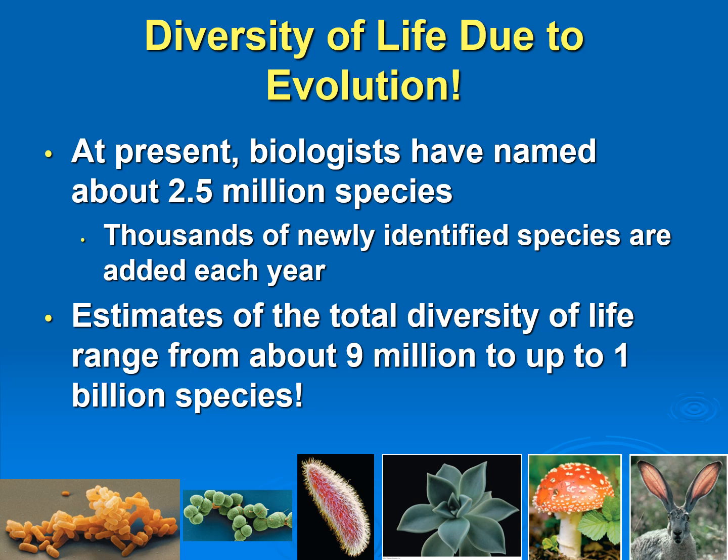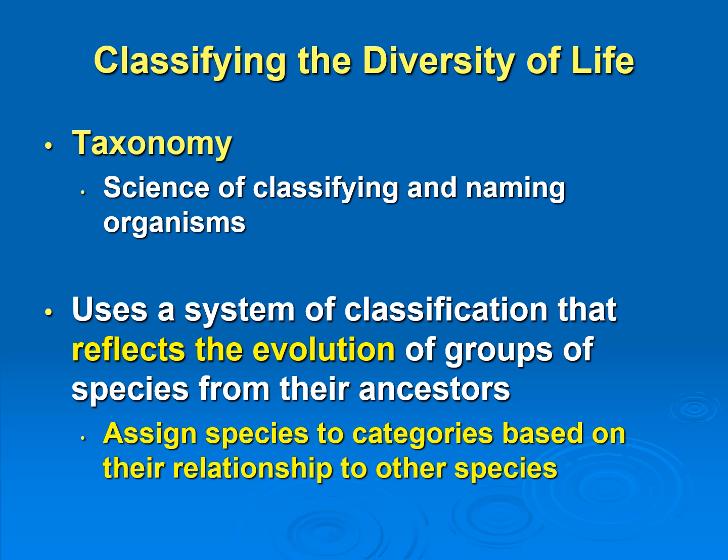And that number could go up to 1 billion different species if we add in all of the different microorganisms that are out there. So we need a way to classify all of these different species. Taxonomy is the science of classifying and naming organisms. It uses a system of classification that reflects the evolution of groups of species from their ancestors, and you want to assign species to categories based on their relationship to other species.